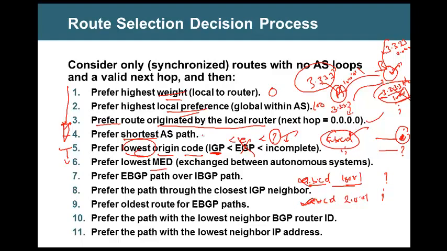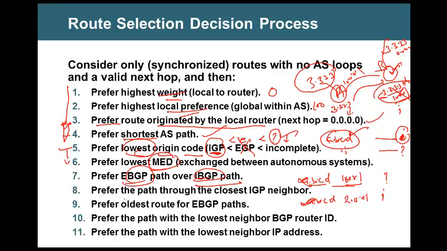If there is a tie in that, shortest AS path. If there is a tie in that, it picks the one with the lower origin code. If there is a tie in that, it goes to MED. If there is a tie in that, it prefers the eBGP path over the iBGP path. So there are two sources, one an eBGP source and another an iBGP source, and it prefers eBGP over iBGP.